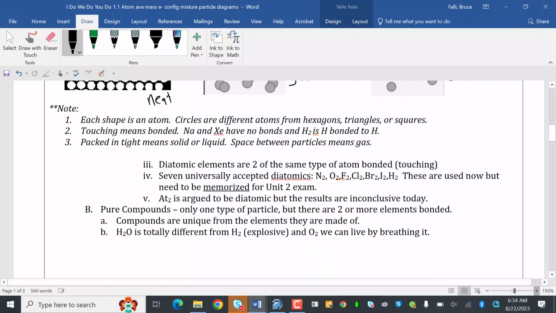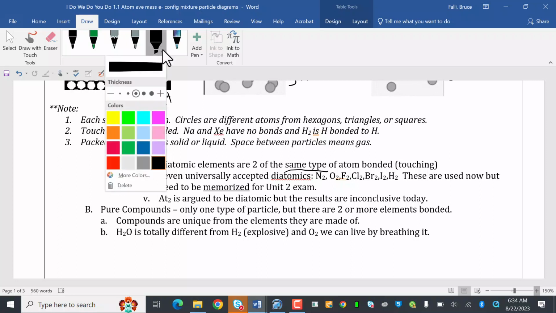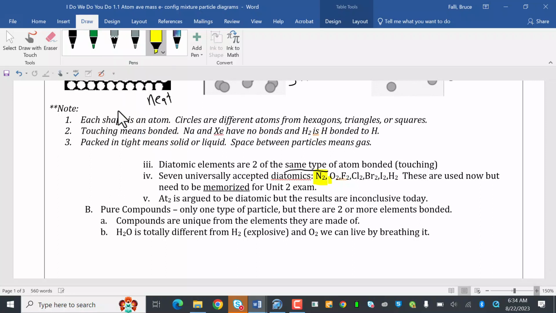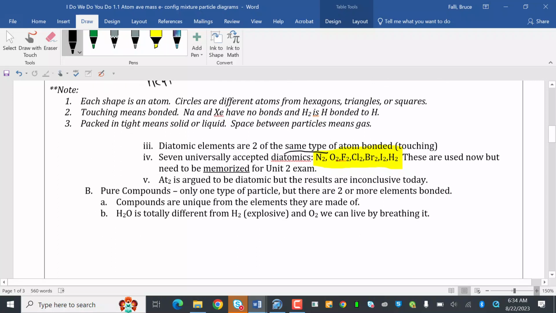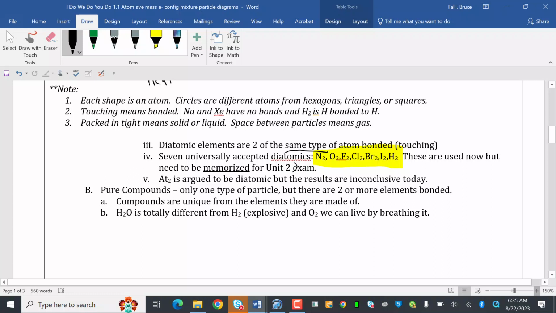Diatomic elements are two of the same type of atom bonded together. There are 7 universally accepted diatomics. I call them, get ready for this, North Coolbree H. These are used now but need to be memorized for the Unit 2 exam. So we're going to use them, we're going to refer to them. The better you know those, that's the Unit 2 exam, we're in Unit 1. So just know that's coming.